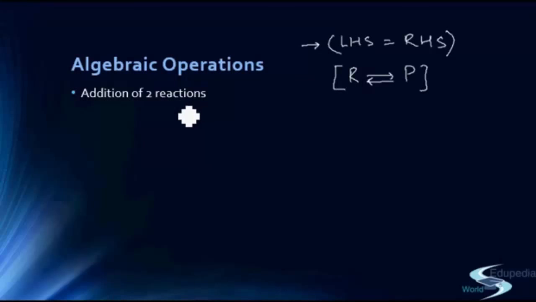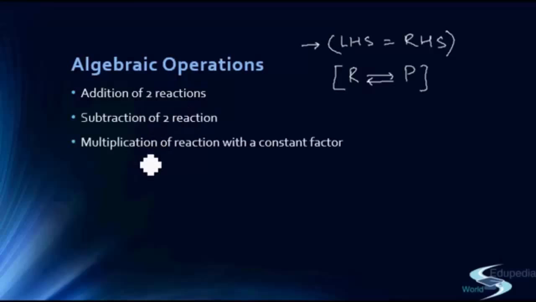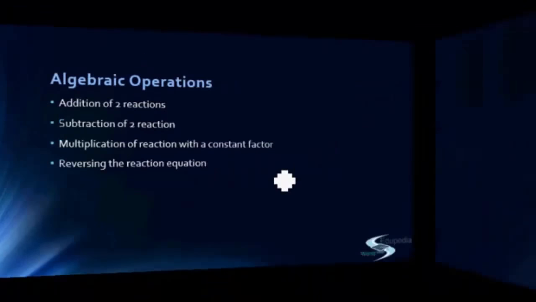We'll look at what happens to the value of K equilibrium upon addition of two reactions. Similarly, what happens upon subtraction. What happens if I multiply the whole reaction, that is both sides, with a constant factor. And what happens if I reverse the reaction, that is, if I write product to reactants instead of reactant to product. So let's look at them one by one. Let's start with what happens upon reversing a chemical reaction.